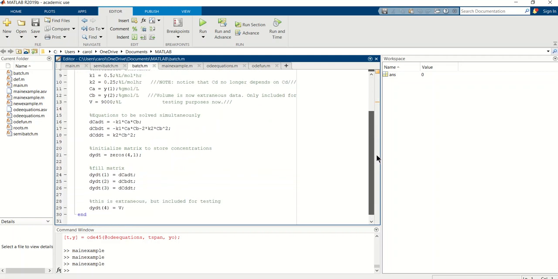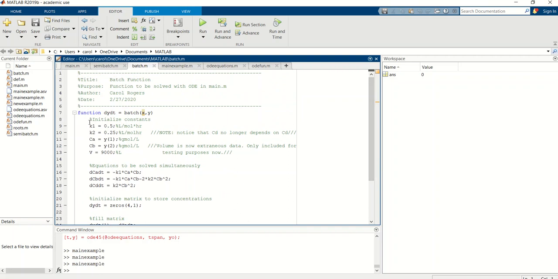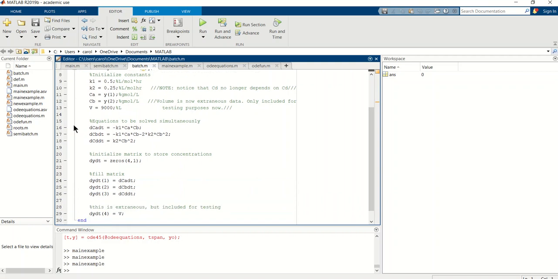So for the batch ones, it's the exact same process. You still initialize your variables, except that now they're different. Your constants here are the same, but your new volume is different. You don't have a differential in volume, you have a constant volume here. You only have 3 differential equations. I go ahead and store the volume every time, just because that's something that I did while I was testing and I never took it out.